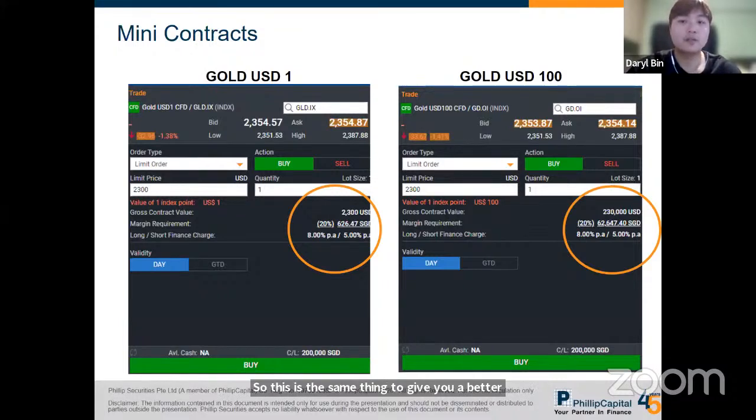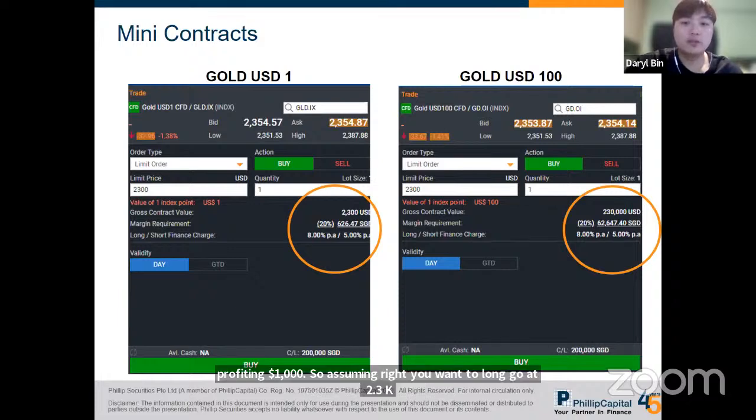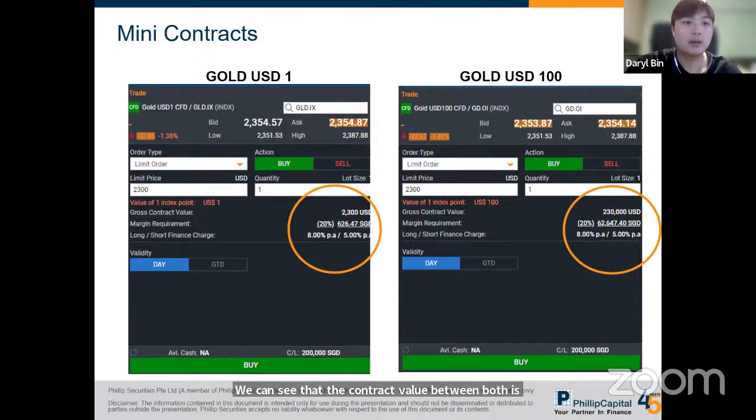Let's find out the difference between a USD1 and a USD100. For USD1, the value per point is $1. So if you are in a long position and it goes up by $10, you'll profit $10. Unlike the USD100, the value per point is $100. So if it goes up by $10, you'll be profiting $1,000. Assuming we want to go long at 2.3K, we can see that the contract value between both is different. For the USD1 one, it is 2.3K contract value. However, the 100 one is 230K.